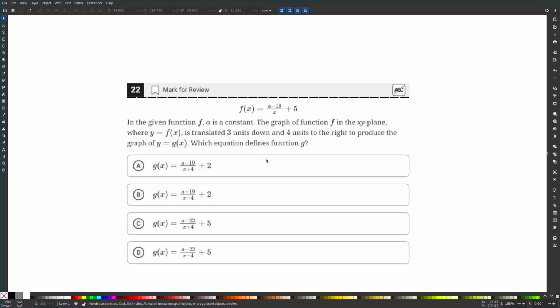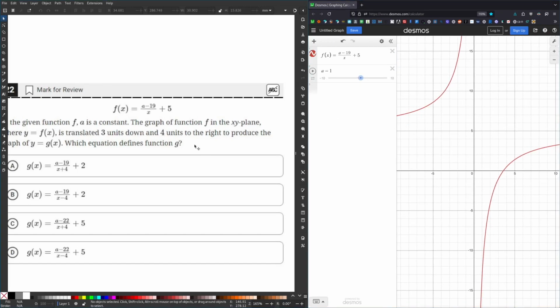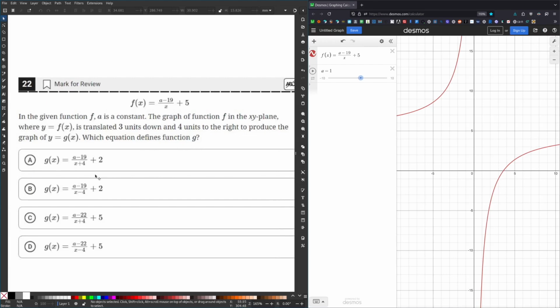Okay, this one. In the given function f, a is a constant. The graph of function f in the xy plane, where y is equal to f of x, is translated 3 units down and 4 units to the right to produce the graph of y is equal to g of x. Which equation defines function g? Since this deals with transformations, it sounds like a Desmos problem. Let's go to f of x is equal to a minus 19 divided by x is 5. Okay, let's just define a real quick. And we're going to see which one of these answer choices best matches.